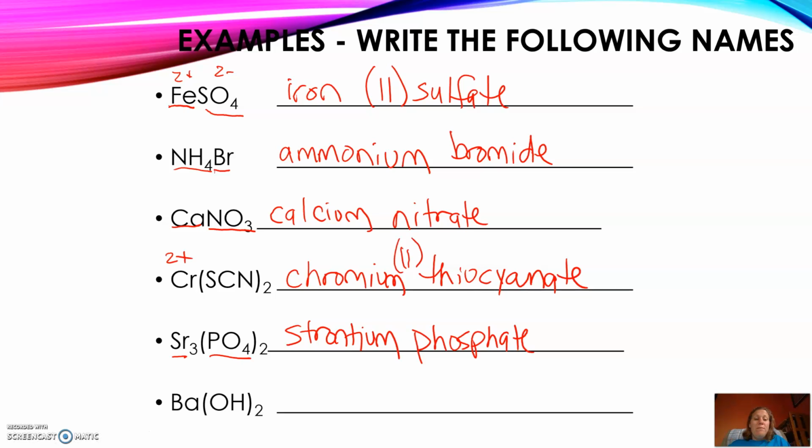Okay, so dead giveaway: anytime you see parentheses, that's the polyatomic ion. Isn't that awesome? So barium, just like before, you just name the 2 parts. Barium, and then OH is hydroxide.